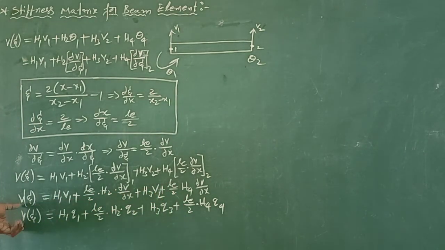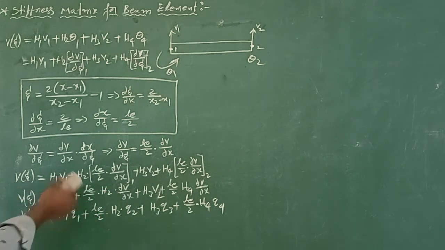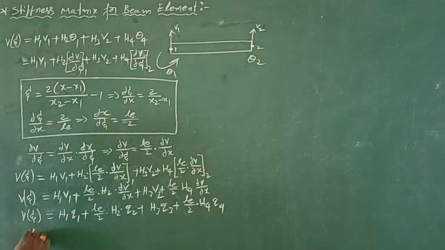Here I am writing in terms of v1 q2. That's it. Okay, the above equation becomes, where v is the v matrix, v is equal to the h matrix into q. Let me write it in matrix form.